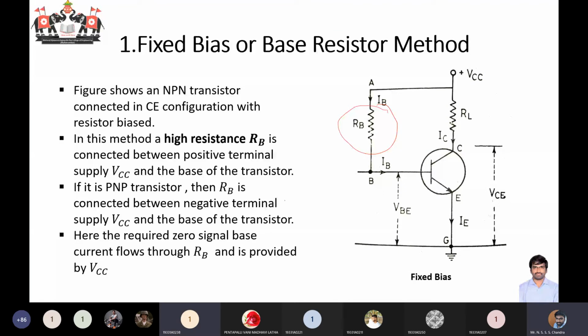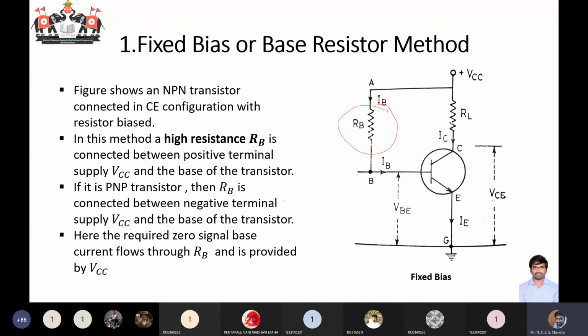Because if RB is a small value, then the current IB will be a large value. You know that the base current will be a very small value, usually in the order of microamperes to milliamperes, right? So you should choose a proper, high resistance value for RB such that IB will be a small quantity. Your RB should be a large value.